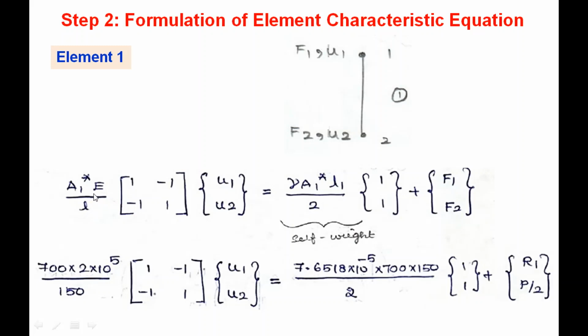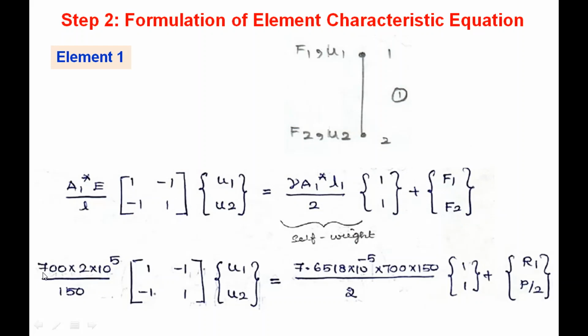So we are using the Young's modulus E, and the length of the element is also equal. So that is why A1 star E by L, [1 -1; -1 1]. This is the stiffness matrix. U1 U2 are the nodal parameters. In the right hand side we have the force matrix, which has both the self weight and the external load. So self weight gamma A1 star L1 by 2, [1; 1], plus F1 F2.